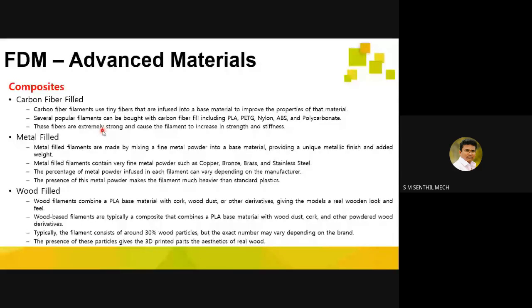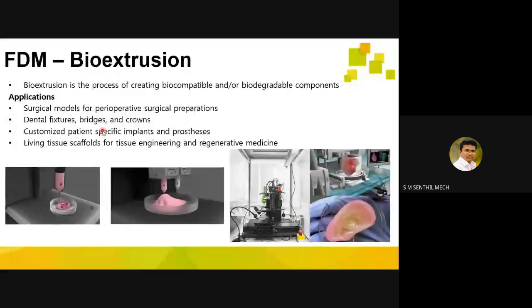Today we'll be seeing one of the most advanced and now the hot topics in 3D printing, that is bio extrusion. This bio extrusion is done using the FDM process, fused deposition modeling. This is the actual FDM process. The only thing is you will be using a biocompatible material as the raw material.